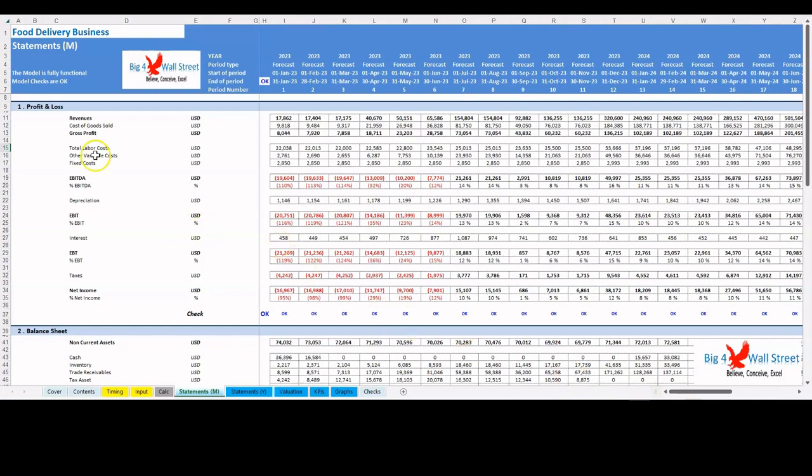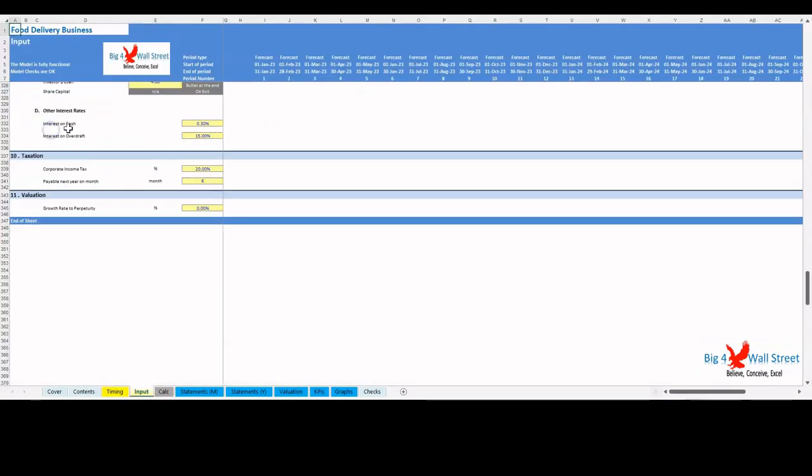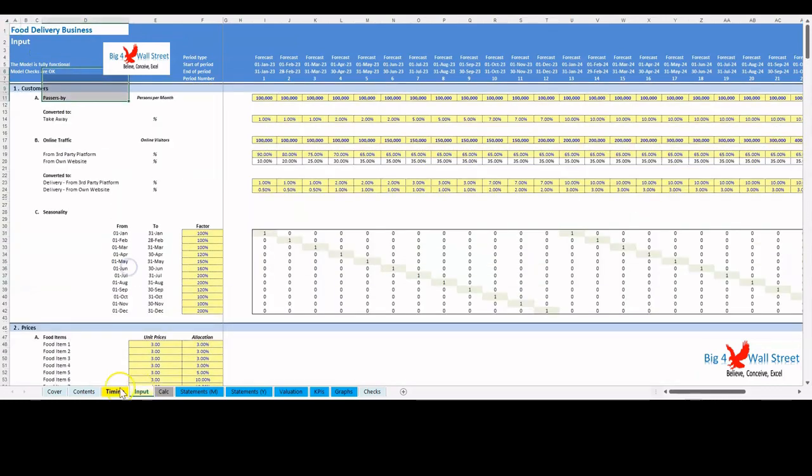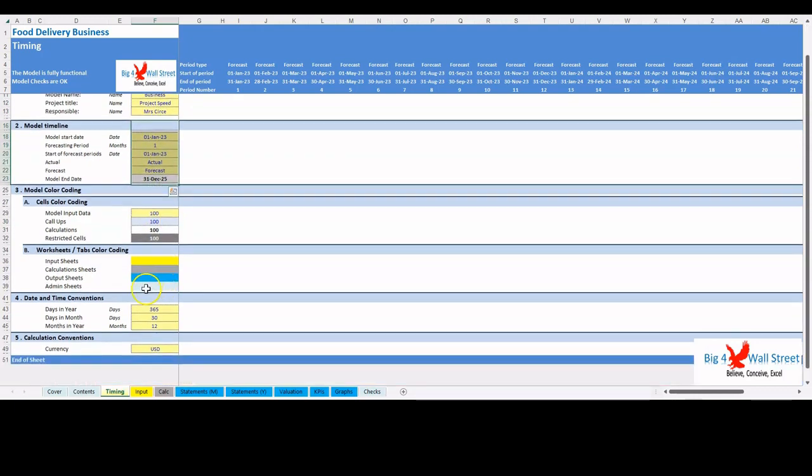So a quick overview of the model. In the Contents tab you can see the structure of the model, and by clicking on any of the headlines, be redirected to the relevant worksheet. On the Timing tab you are able to feed the general information for the model such as model name, responsible, timeline of the model and date and currency conventions. Additionally, there is a description of the color coding of the model in the same tab.